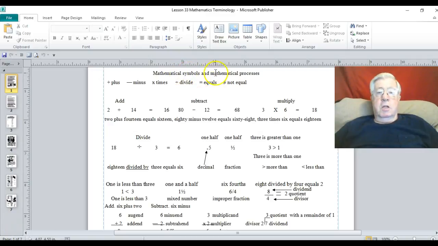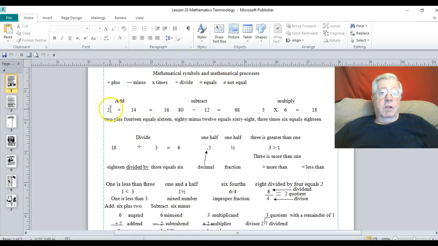Mathematical symbols and mathematical process. Plus, minus, times, divide, equals, not equal.